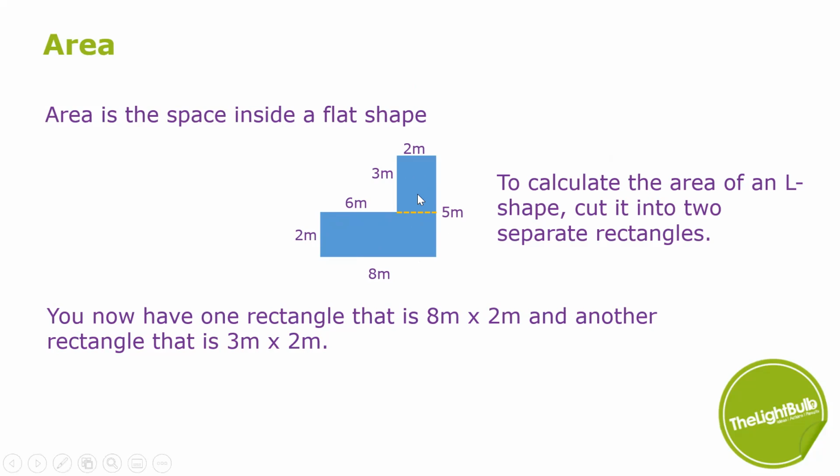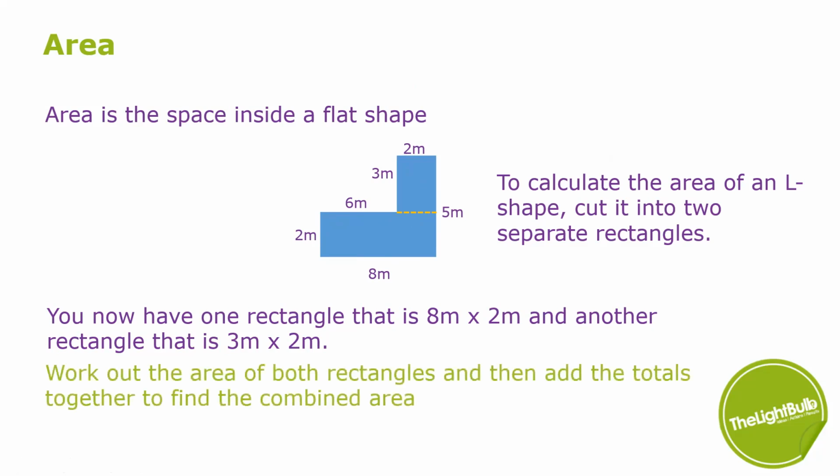And then I've also got another rectangle on the top here, which is 2 meters wide by 3 meters high. So 3 times 2 is 6, and the 8 times 2 down the bottom is 16. Now that I've worked out both of those areas, I can add them together and find that the combined area is 22 meters squared.